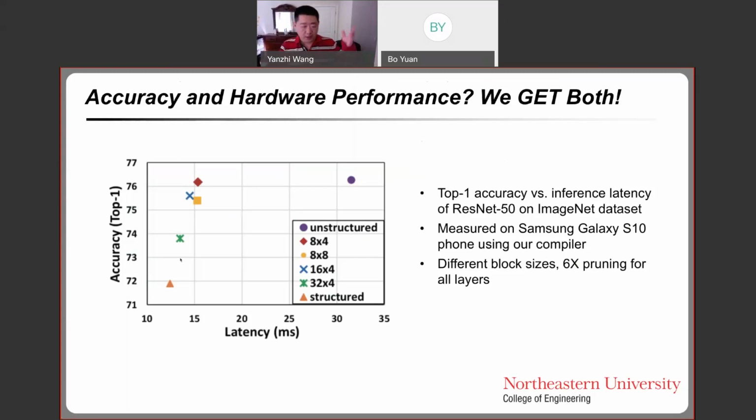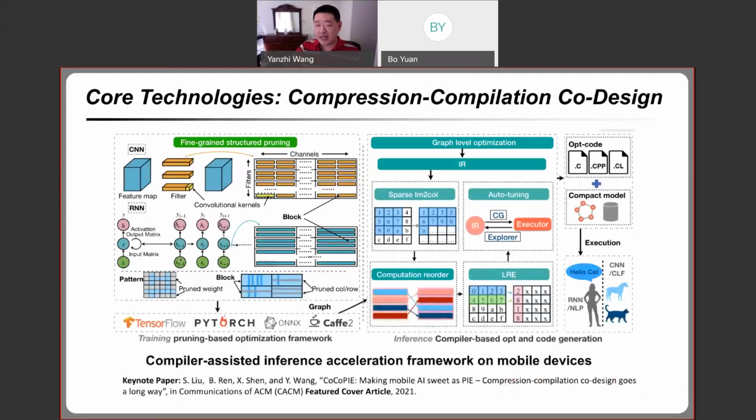So here is an overall flow of our core technology, which is the so-called CoCoPIE, Compression-Compilation Co-Design. And then we have a keynote paper, which is published as the cover article in Communications of the ACM, which is coming this summer. And then we can see that there is a left part, which is the fine-grained pruning schemes, and the right part, which is the compiler-based optimizations.